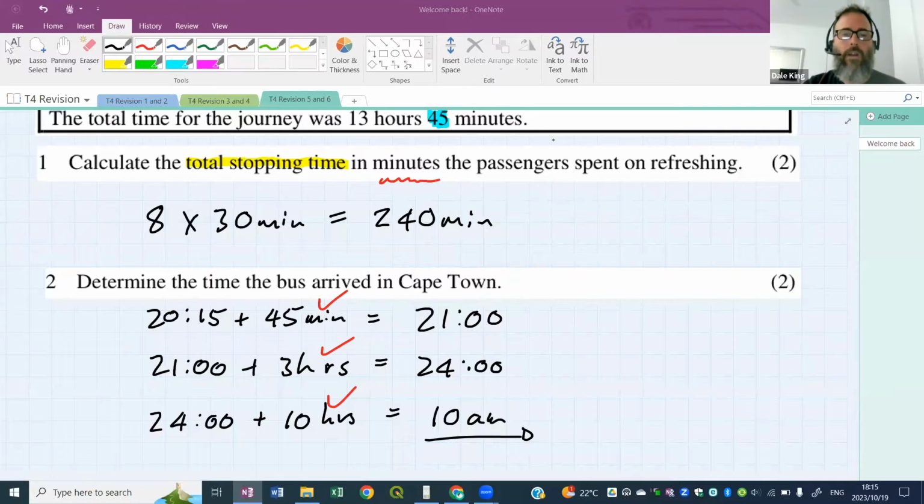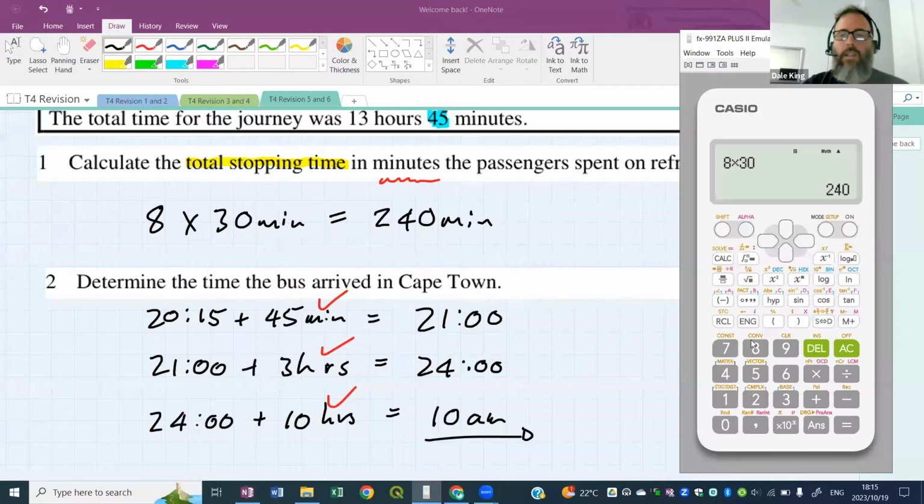Okay, hope you guys can see that. All right, let's try the calculator method. In the calculator method, we're going to use the hours, minutes, seconds button. So we're going to put in, let's try this, 20 hours, 15 minutes. And then we're going to add on 13 hours and 45 minutes. Let's see what we get there. 34. All right. So it doesn't work with a 24-hour clock.